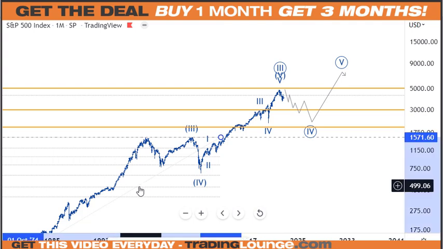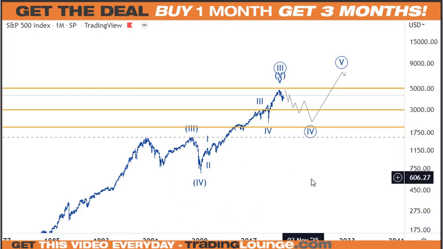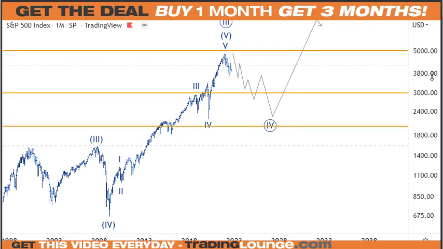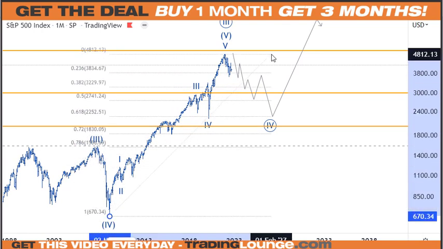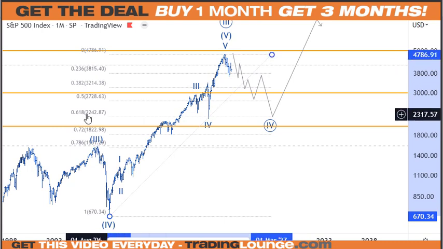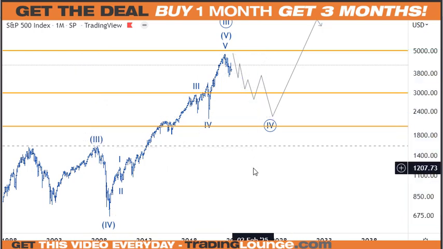Just want to remove that. Yeah, we can get a better fix on that actually. So we can just go to here, and then we can see that this is the 61.8% to this point here. So if this would be the worst case scenario, the other situation is that we're looking at an A wave here, a B wave here, and then down to the C wave here, coming closer to the 3,000 area, and then moving up from that point.